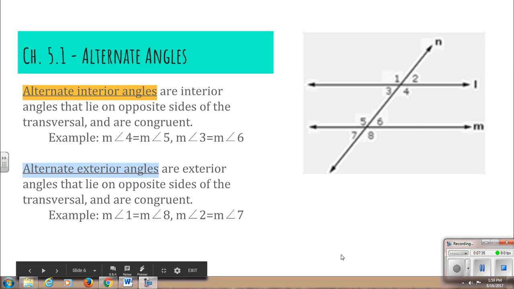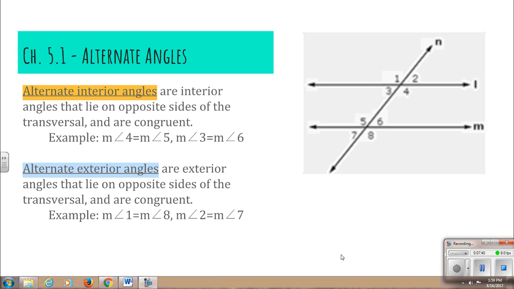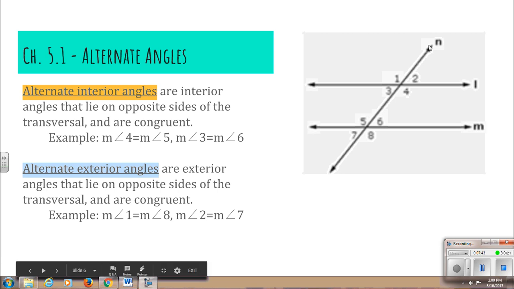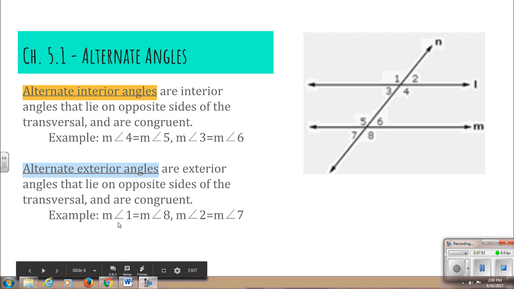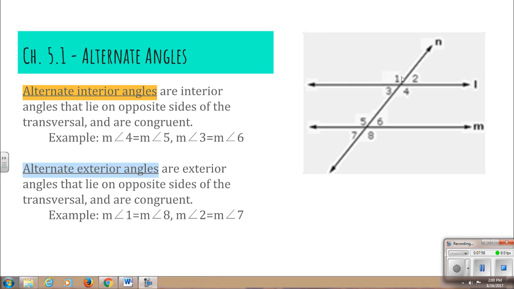Okay, now moving on to alternate exterior angles. Well, we have the same word alternate in there, but this time we're going to focus on the outside angles. So we're going to focus on 1, 2, 7, and 8. However, the alternate part is the same. So let's look at our pairs of alternate exterior angles, angle 1 and angle 8. So let's go up and look at angle 1. Here's angle 1 right up here on the left. So we're going to go across the transversal and across the parallel lines. So opposite, opposite. So angle 1, angle 8, alternate exterior.